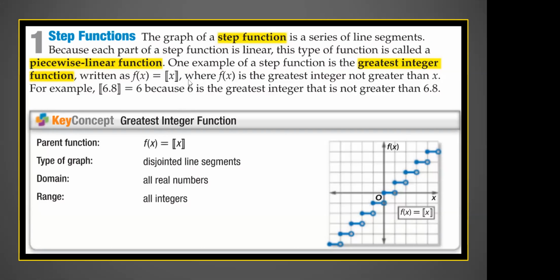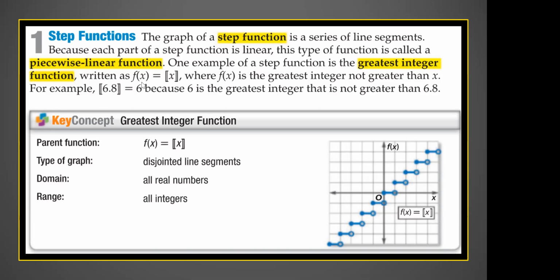The first type of function is called a step function. The reason they call it that is that it kind of looks like a set of stairs. If you imagine somebody walking, it looks like they're climbing up a set of stairs. It's a series of line segments, not a line. It's not a curve. It's not an asymptote or anything like that. It's a series of horizontal line segments. And because each part of a step function is linear, this type of function is called a piecewise linear function.